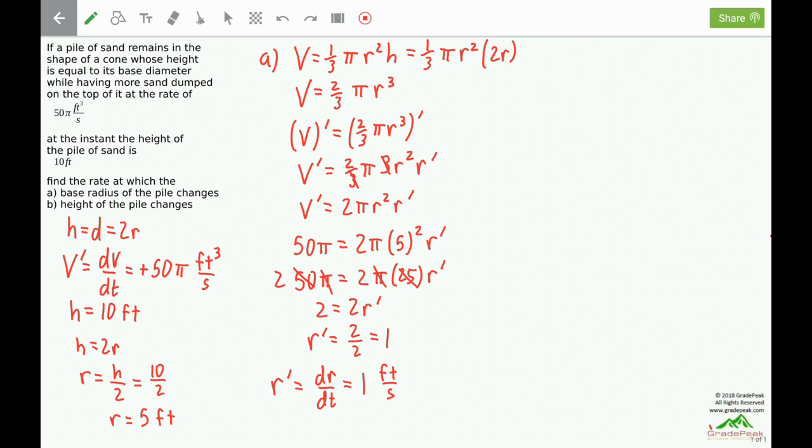For part B, we want to find the rate at which the height of the pile changes. So we can relate the height to any of the rates that we have. We have the rate of the volume. That's one way to work it out. But we also have the rate of the radius. And the height and the radius are related in a very simple fashion right here. And that would be the easier way to find the rate of the height. h equals 2r. We can now take the time derivative of both sides.